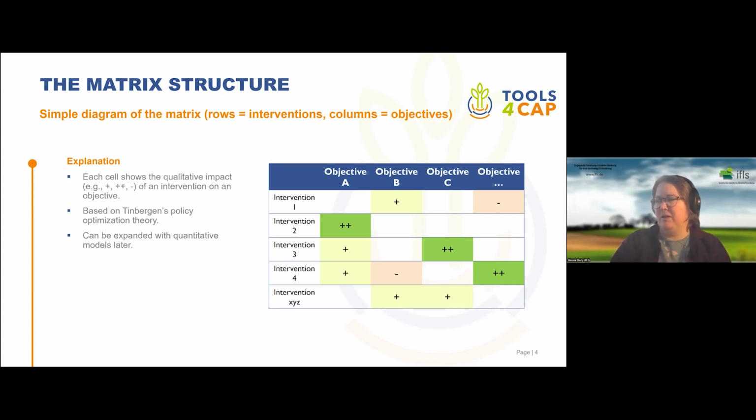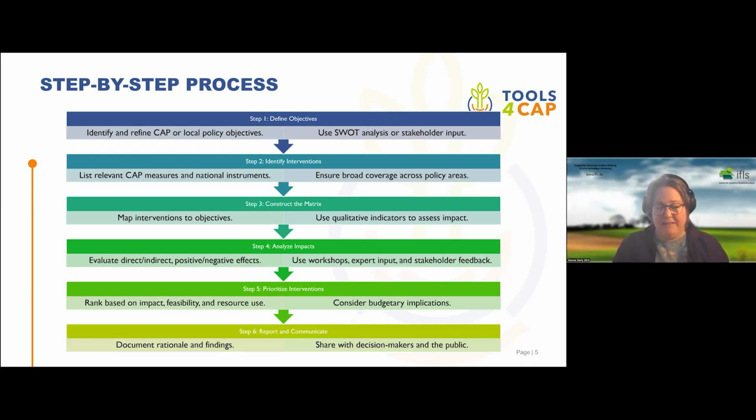This is just an overview in terms of how to design an IOI matrix. It's quite a long process, so just having the matrix itself takes some time. First we start with a clear definition of the policy objectives. These are, of course, the CAP specific objectives or also refined ones based on national or regional needs. Often this step is also informed by the SWOT analysis or stakeholder consultations. And the goal here is to ensure that we are targeting the right challenges with the right interventions.